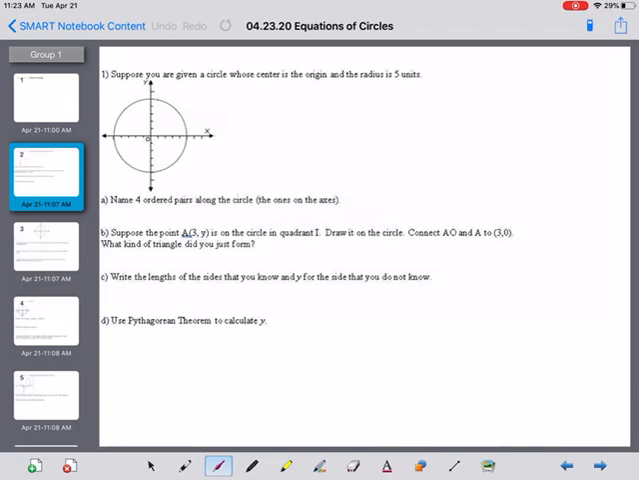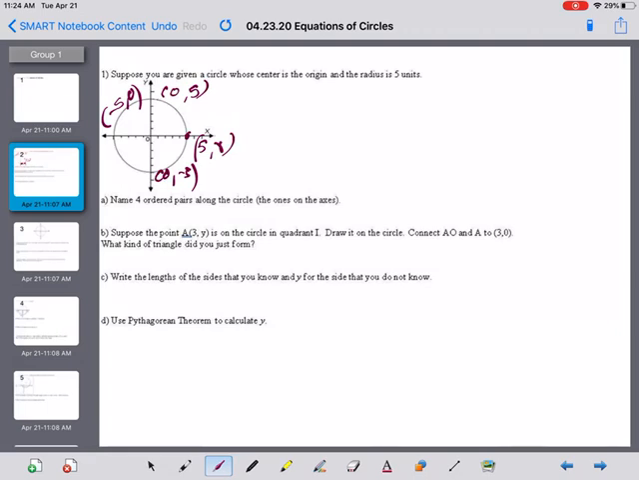Suppose you're given a circle whose center is the origin and the radius is 5 units, as shown. Name 4 ordered pairs along the circle, which are the ones on the axes. So that means (5, 0), (0, 5), (-5, 0), and (0, -5).